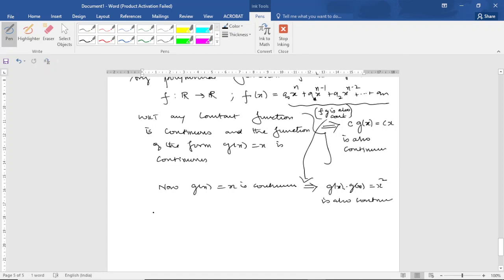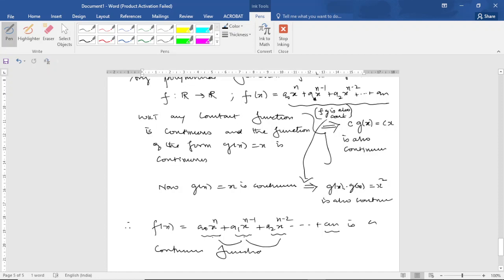So therefore this f of x, which is nothing but a naught x power of n plus a1 x power of n minus 1 plus a2 x power n minus 2, and so on till an, is a continuous function. Every term is a continuous function. By the previous theorem, the sum of two continuous functions is also continuous, and the sum of this one and this one is also continuous. So overall it is a continuous function. The same theorem we can cite previously.